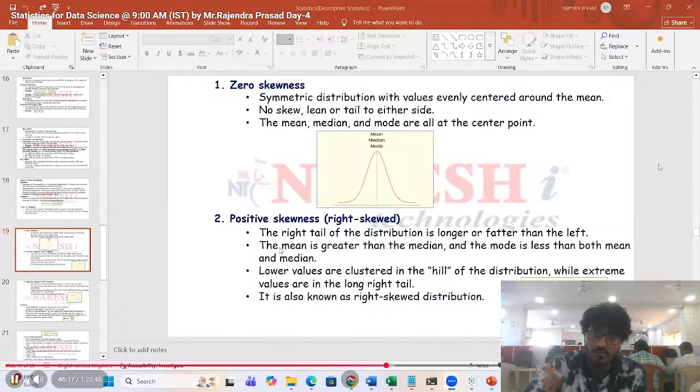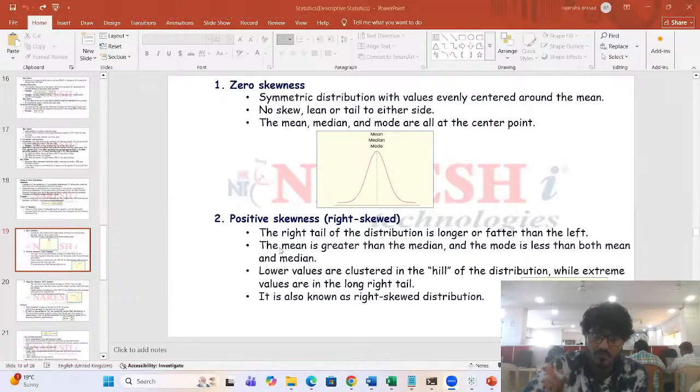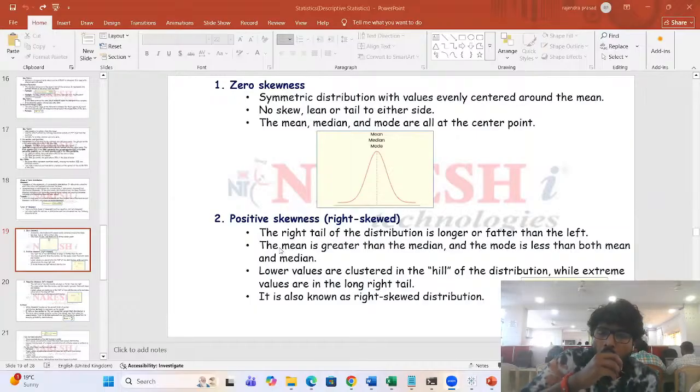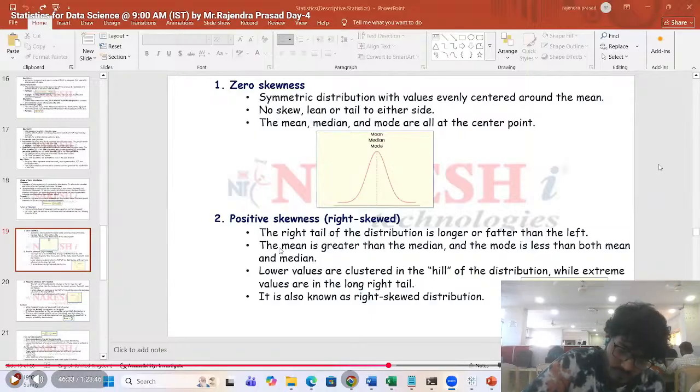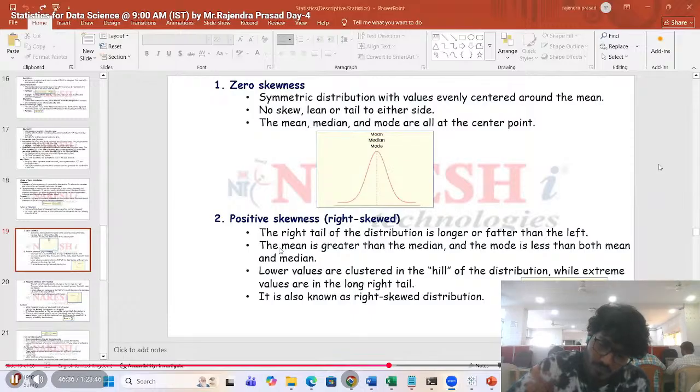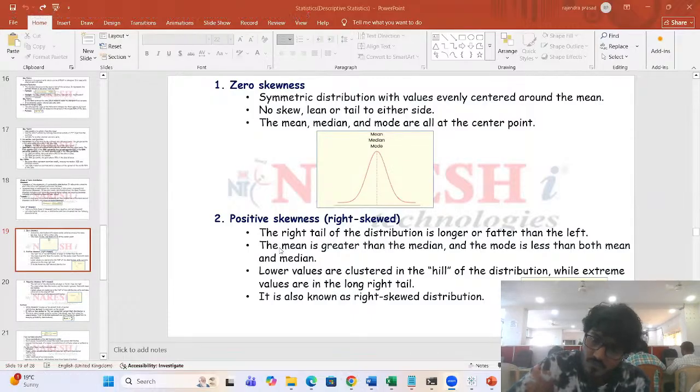Whenever you say the data is positively skewed, the data is right skewed, it means you are going to have a longer tail towards the right side and a shorter tail towards the left side. In that case, you say the data is positively skewed or right skewed, abnormal, anything you can say.